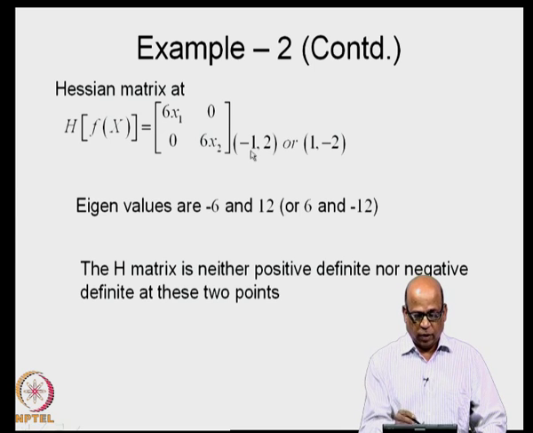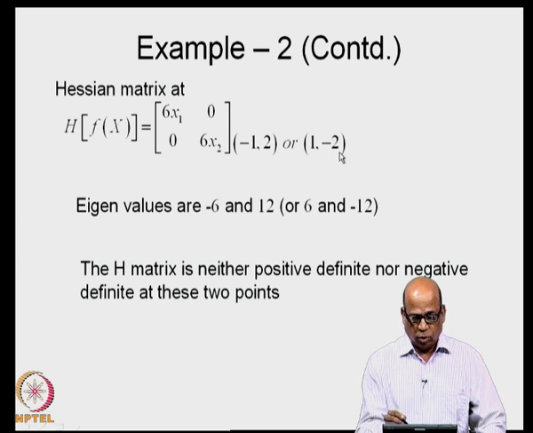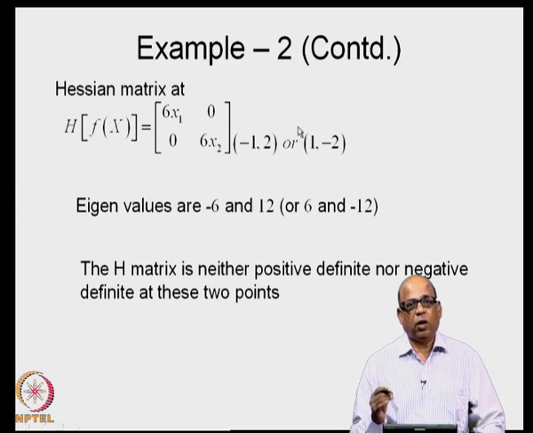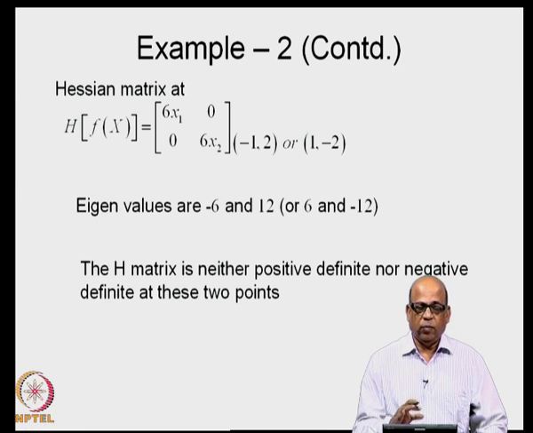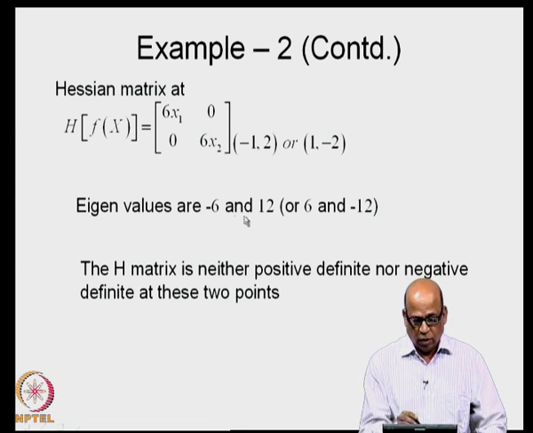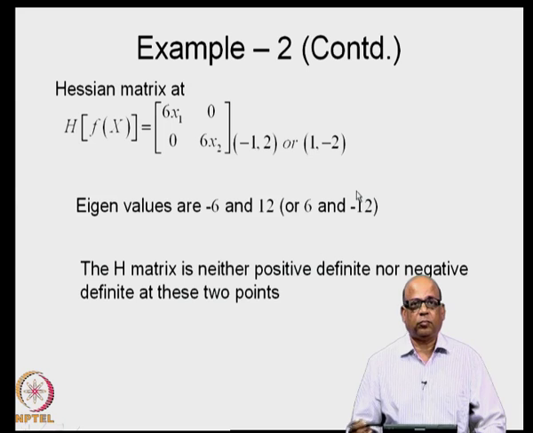That means, x1 equal to minus 1, x2 equal to 2. Re-evaluate your eigenvalues. x1 equal to 1, x2 equal to minus 2, re-evaluate the eigenvalues and examine whether all the eigenvalues are negative, all the eigenvalues are positive, or some of them are positive and some of them are negative. So, in this case you get the eigenvalues as minus 6 and 12 for this stationary point and 6 and minus 12 for this stationary point, which means out of the two eigenvalues one is positive and one is negative in both the cases.